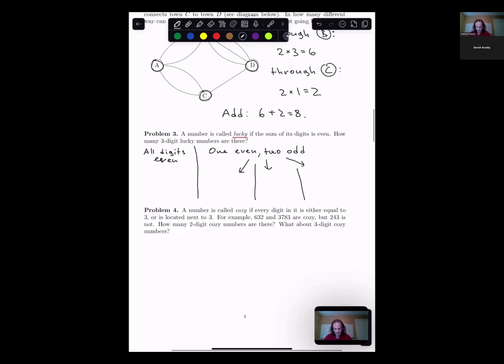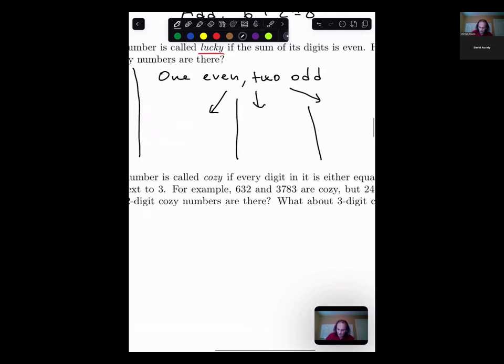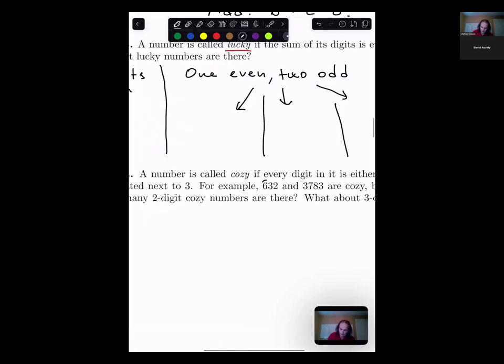It's similar, but now instead of lucky numbers, we have cozy numbers. A number is called cozy if every digit is either 3 or it is next to 3. So one of its neighbors is a 3. For example, here we have this number. That is cozy, right? Because 6 is next to 3 and 2 is next to 3. And so that is a cozy number.